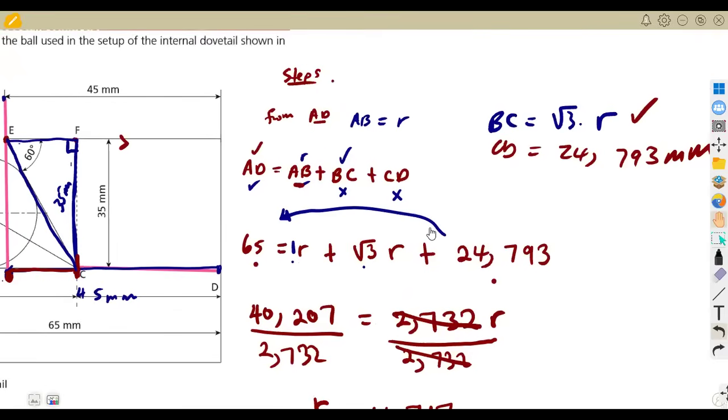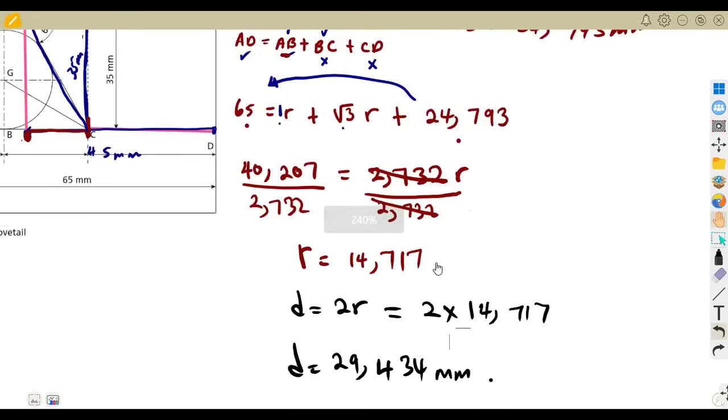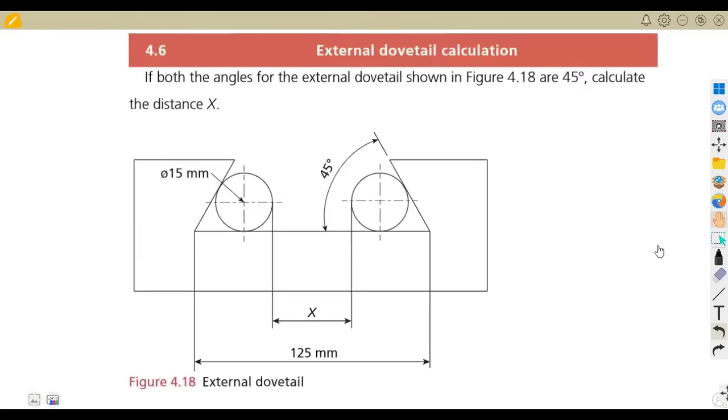Let us check another question also and see what's the relationship. You see that it's almost one and the same thing. There we are given an external dovetail calculation: if both angles for the external dovetails in Fig 4.18 are 45 degrees. All right, these angles are 45 degrees both. So you've got an angle of 45 degrees, which is the one we are considering here. That is 45 degrees, that is also 45 degrees there. So calculate the distance x. We're supposed to calculate this distance x, which is from the end point to the end point of our rulers there.